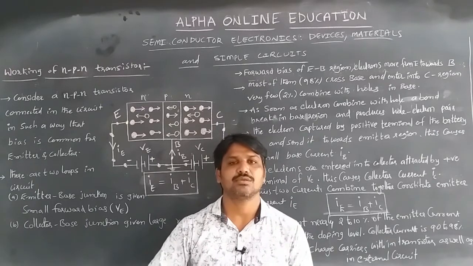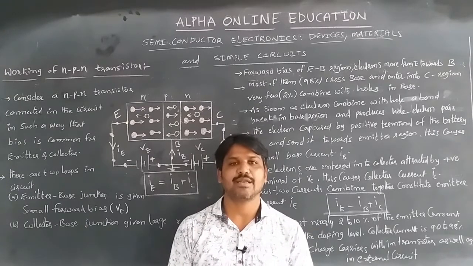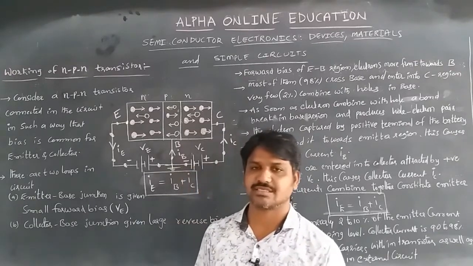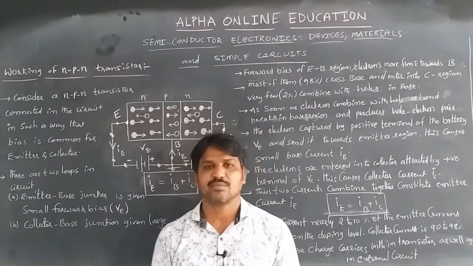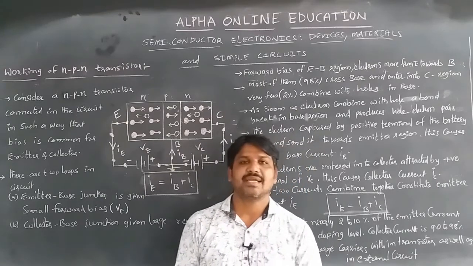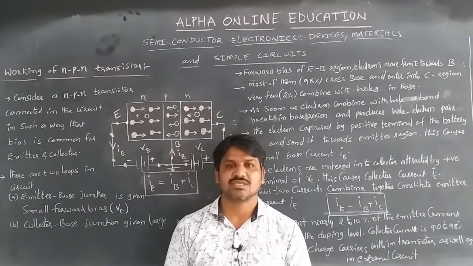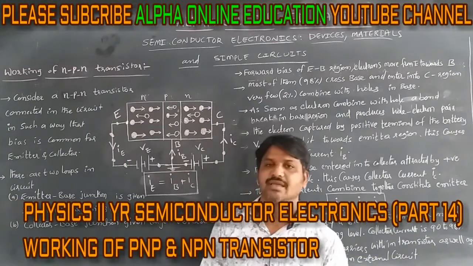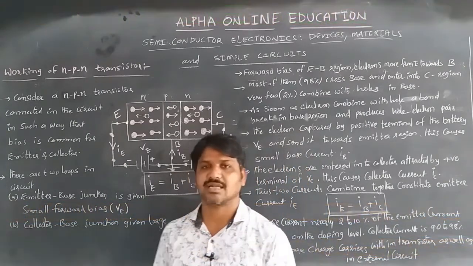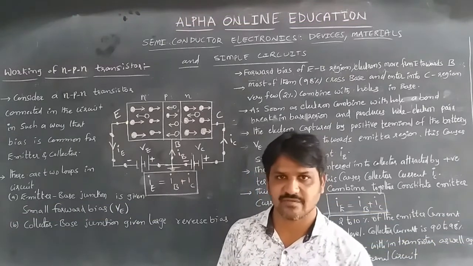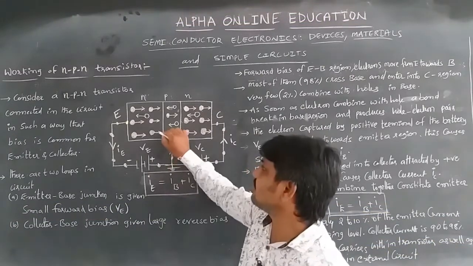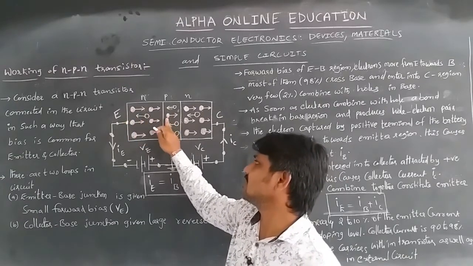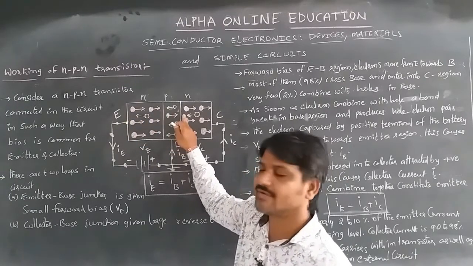Now we are going to learn about the NPN transistor, the second type of transistor. We already discussed it. NPN means a P type crystal is sandwiched between two N type crystals, and that forms an NPN transistor. This is an N type material, a P type material sandwiched, and another N type material.